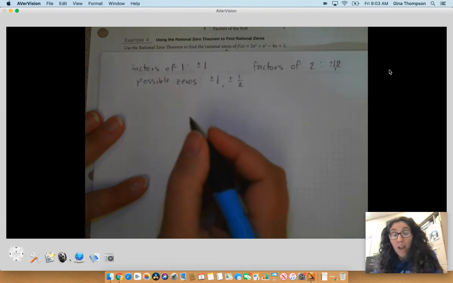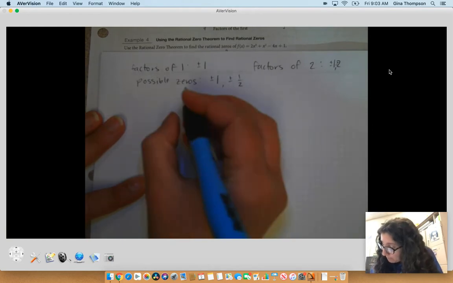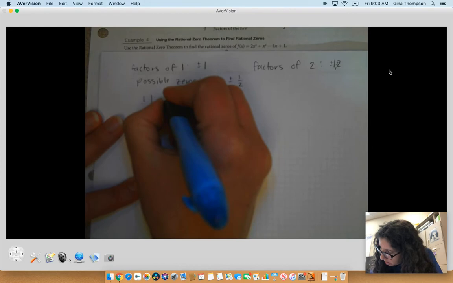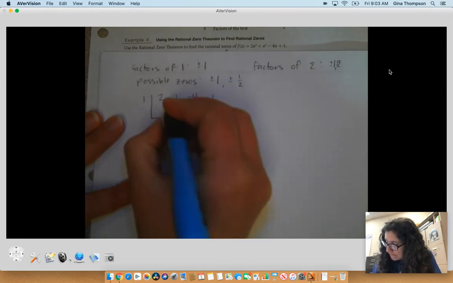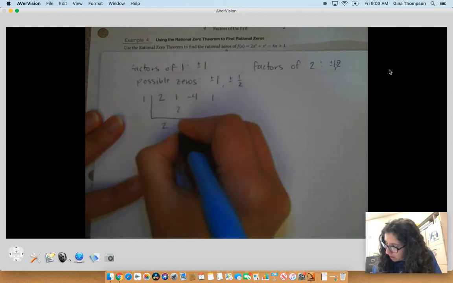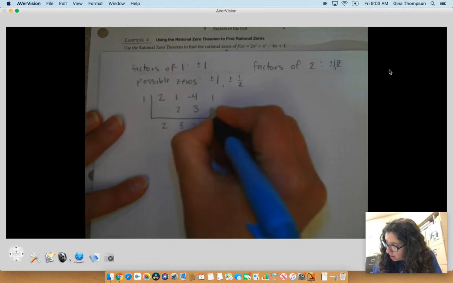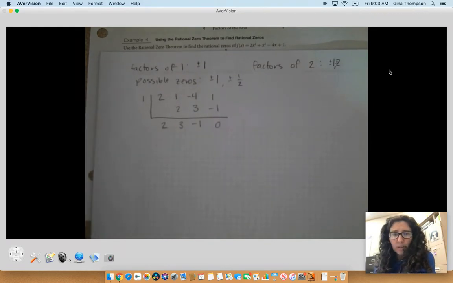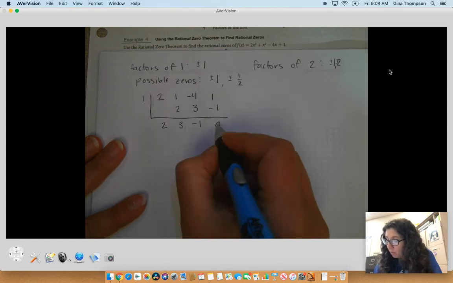So let's try them. Now we've just got to try. I'm going to try the ones first because those look easier. Let's try using synthetic division. The coefficients are 2, 1, -4, and 1. So I bring that down, add, multiply, add, multiply. Ta-da! Let me see if I can focus this better. There we go. That's better. Yes, we got a remainder of 0.